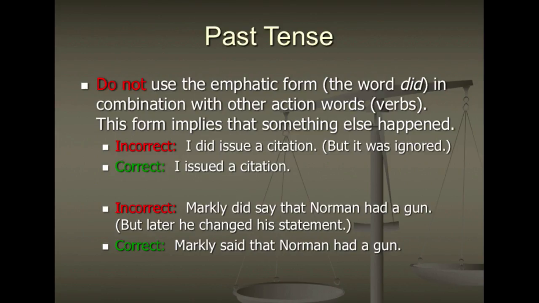Now, don't use emphatic forms, like the word did, for instance, in combination with other action words or verbs, okay? Now, this gets into a lot of grammar, but I want to just point a couple of mistakes out here. This form implies that something else happened, okay? For instance, this is an incorrect statement: I did issue a citation. Okay, the correct would be I issued a citation. It's very simple. Leave all the other stuff out.